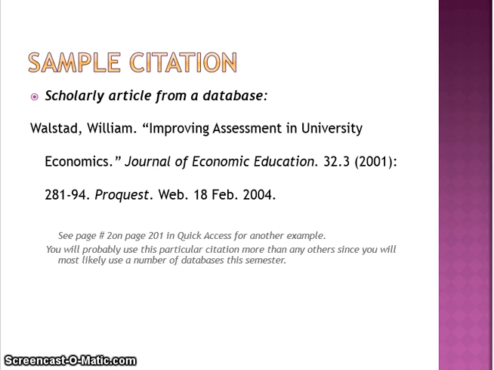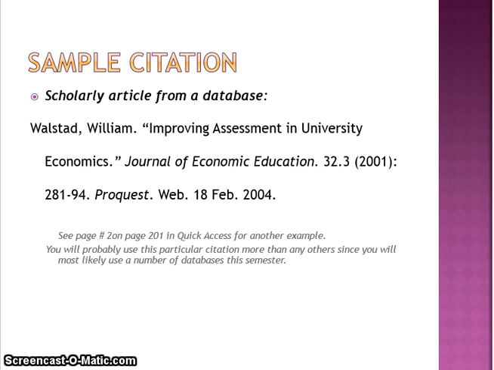And then we have College Composition and Communication. This is the publication that our article came from. So it's the journal or the newspaper or the magazine. And then we have our volume and our issue. 61 is our volume and number 1 is our issue. We have the date that it was published, which is 2010. And we have our page numbers, 127 to 46.